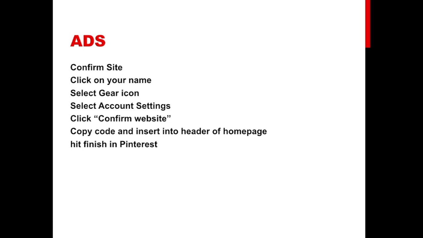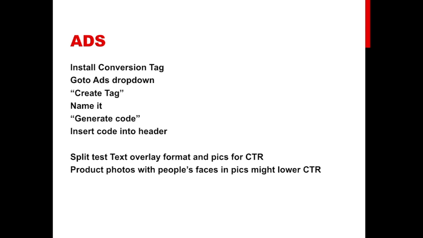Confirm your site. Go ahead and click on your name, then the gear icon, select account settings, click confirm website, and then copy that code into the header of your homepage. So the way that we do that with WordPress is a plugin called Sogo, S-O-G-O, and you'll see it will be this plugin about inserting code within a header or within a specific page in your WordPress website.